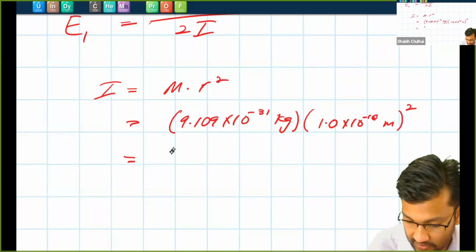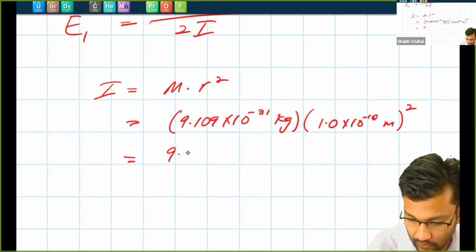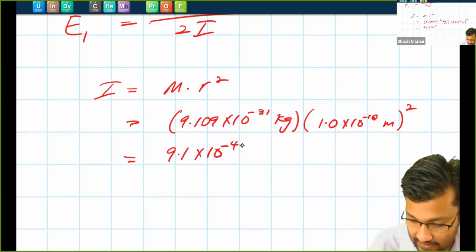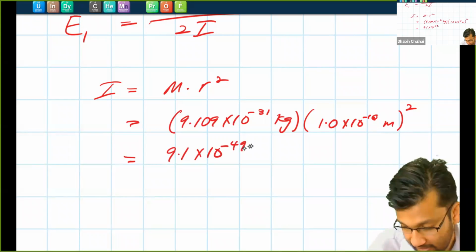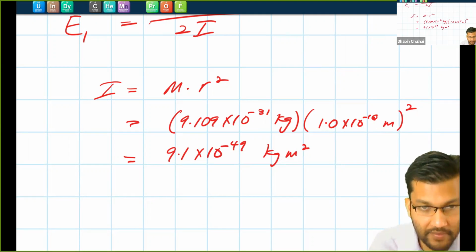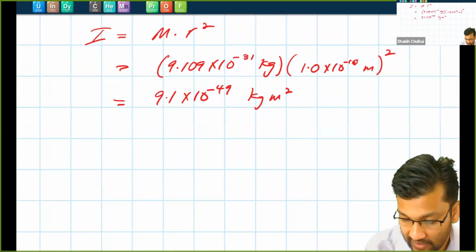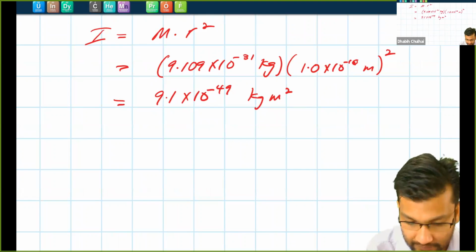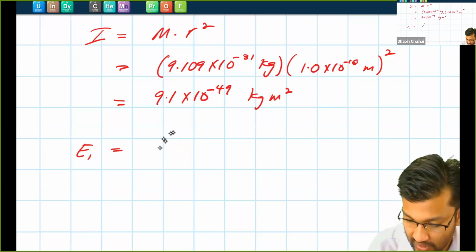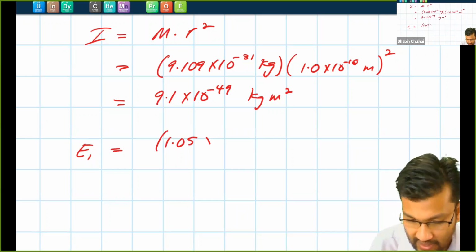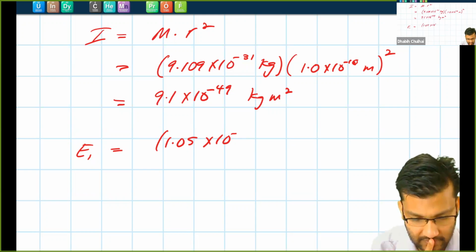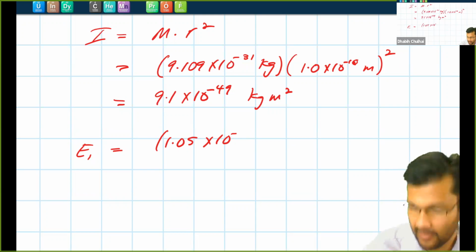So this all comes out to be 9.109 to 2 sig figs by 10 to the minus 40, I think it's 49 kilogram times meter squared, because meter squared. Let me know if I made any mistakes. When I do these practice problems, I punch numbers in very quickly. So the energy state then is h bar squared, which h bar we know is 1.05 by 10 to the minus, no, is it? I have to look this up, I forgot.